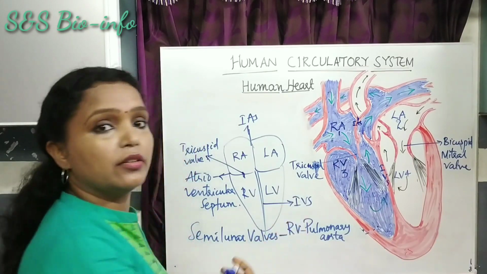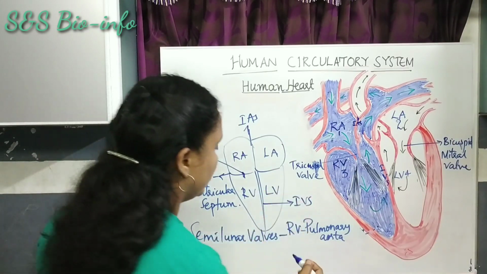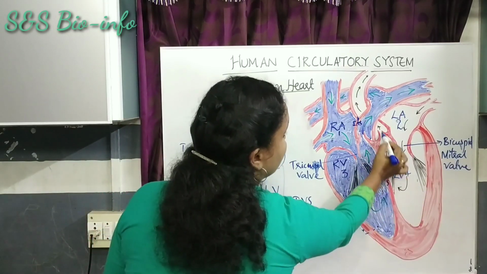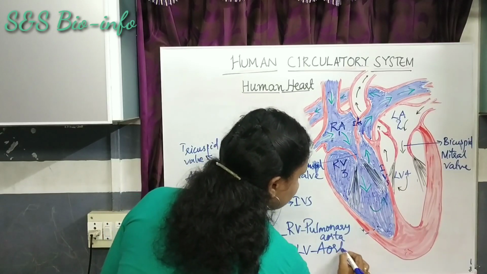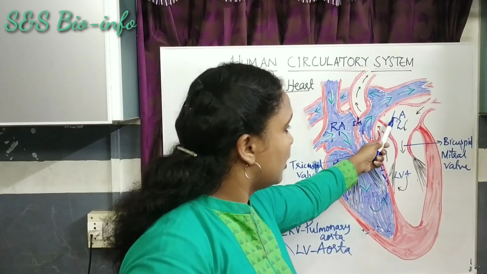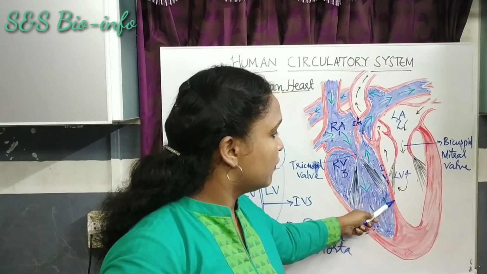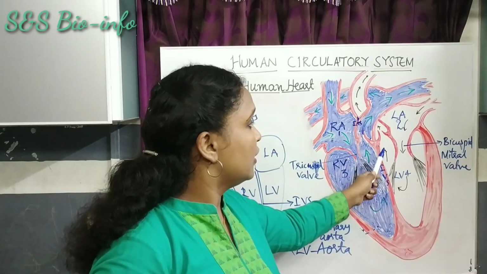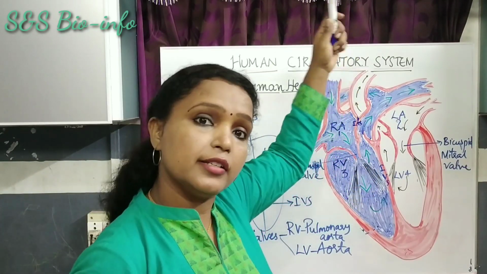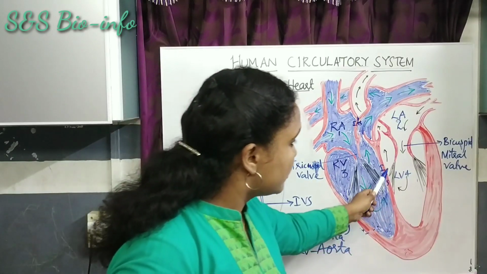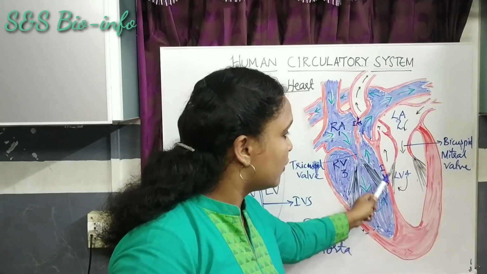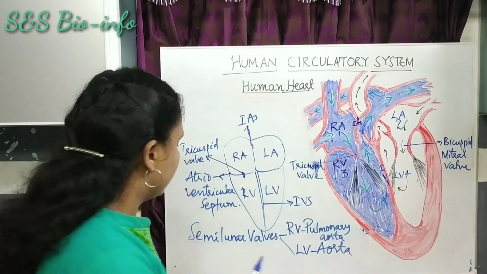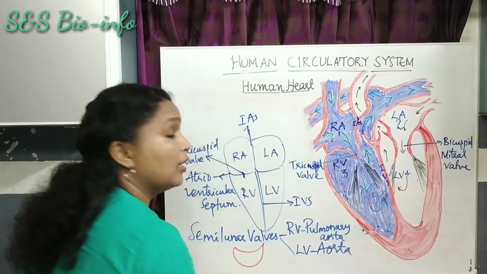Next, the semilunar valves are also present in between the left ventricle and the aorta. See the left atrium, left ventricle. This left ventricle is continued, as you look at the position of the arrows, as the aorta. This aorta distributes blood to different parts of the body. So there is a valve in between the left ventricle and the aorta. That is also a semilunar valve. They are half moon shaped valves.